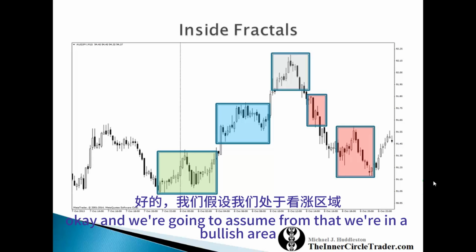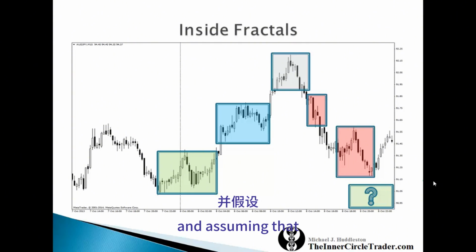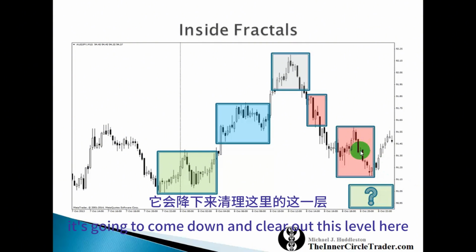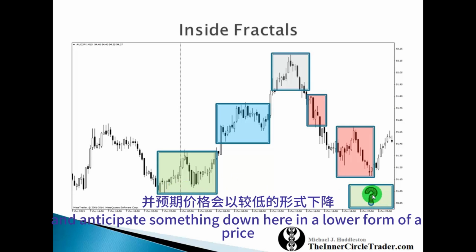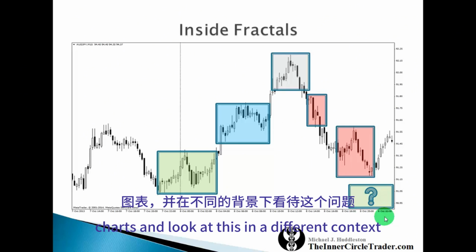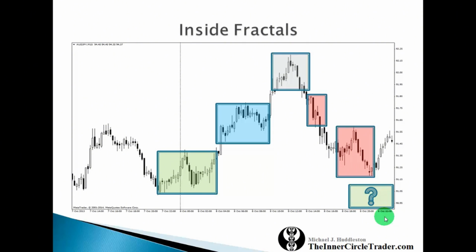We're going to assume for a moment that we're in a bullish area, or we are not in a bear market. And assuming that, there will be traders that would look at this pattern and say, okay, it's going to come down and clear out this level here and anticipate something down here in a lower form of a price swing lower. But let's actually go over to the charts and look at this in a different context, but you're still using the fractal pattern, the sell model.